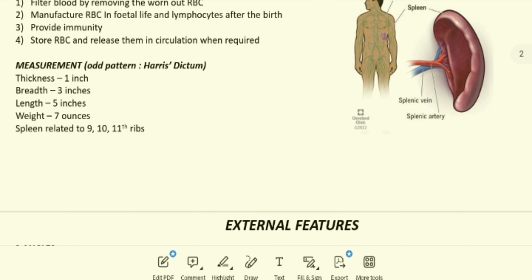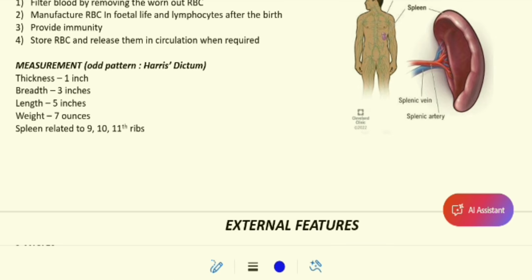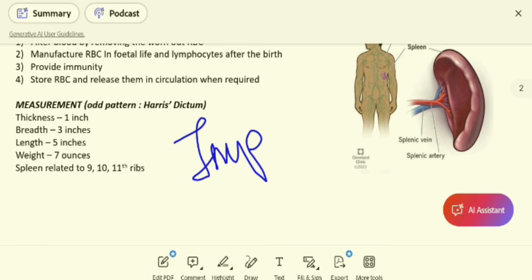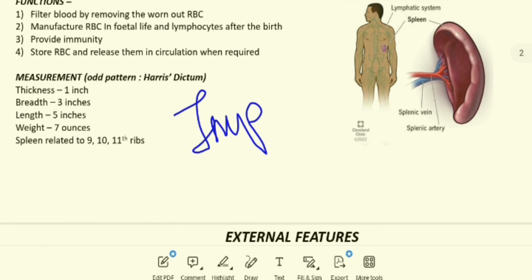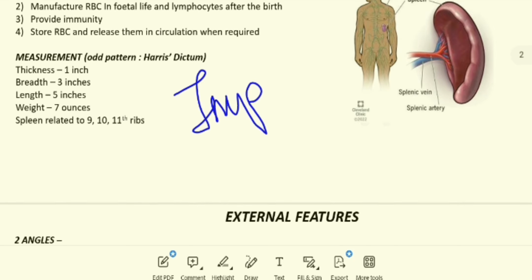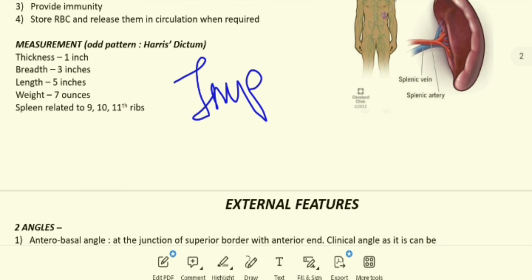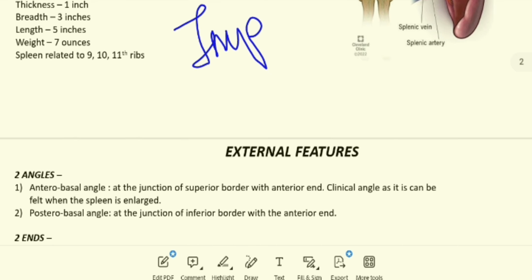Coming to the measurement, this is really very important. The odd pattern, that is Harris dictum. So the thickness is 1 inch, the breadth is 3 inches and the length is 5 inches. The weight is 7 ounces and spleen is related to the 9th, 10th and the 11th ribs. So you just remember it in the form of the odd numbers 1, 3, 5, 7, 9 and 10, 11 you remember in a sequence after 9.